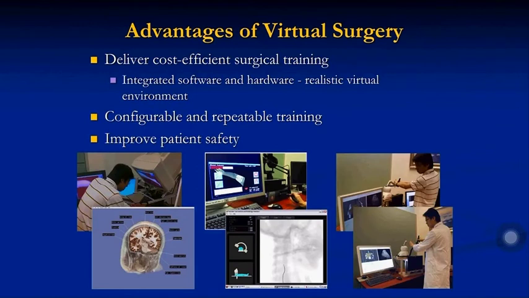So one solution is to use VR to create virtual environments to deliver surgical training. The advantages of virtual surgery include configurable and repeatable training. With integrated software and hardware, we can construct very realistic virtual environments to provide support for different kinds of surgical training. In the long run, it can improve patient safety.